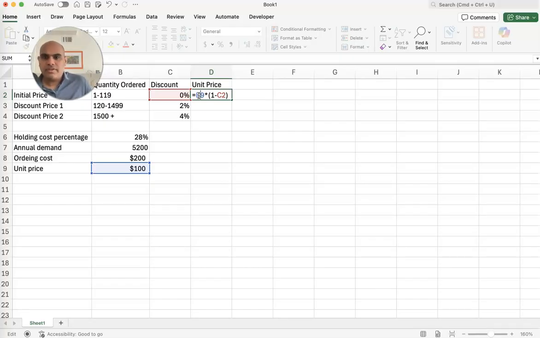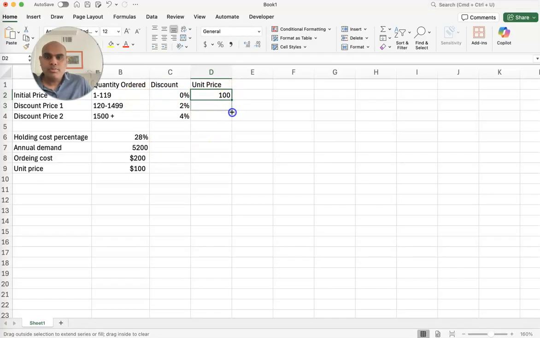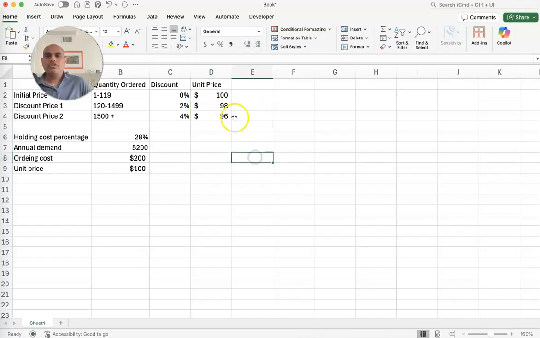Actually, you don't have to do all of that. Let me just put it this way. We know it's $100, so we'll just say 100 here. Or you can just refer to this cell, and if you're referring to this cell, just make sure that you refer to it as an absolute reference with dollar signs in it, right? So it's $100. That's the unit price with no discount. With a 2% discount, it will be $98, and with a 4% discount, it's $96. So these are dollar values. So that's my unit price.